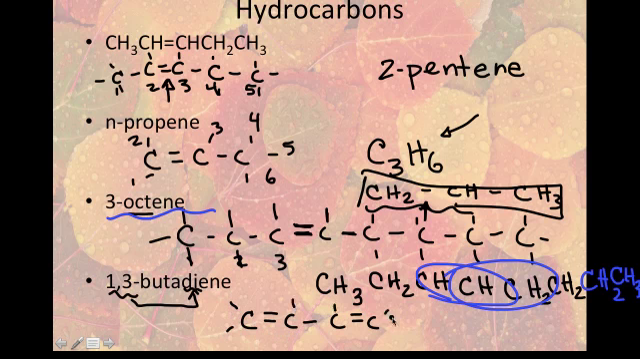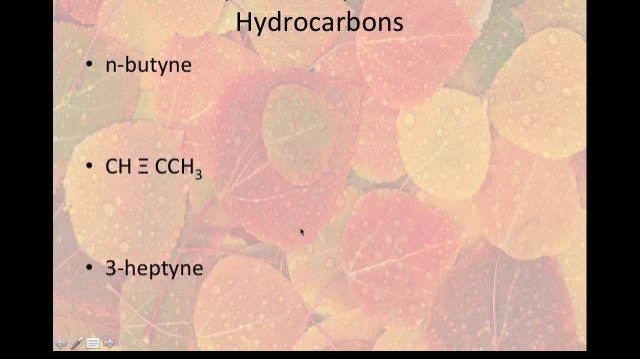So let's make everybody happy. So the overall formula is C4, and then how many hydrogens? 1, 2, 3, 4, 5, 6. C4H6 to make 1,3-butadiene. So the double bonded hydrocarbons can get a little complicated, but name your backbone, number your carbons, and you'll be fine.